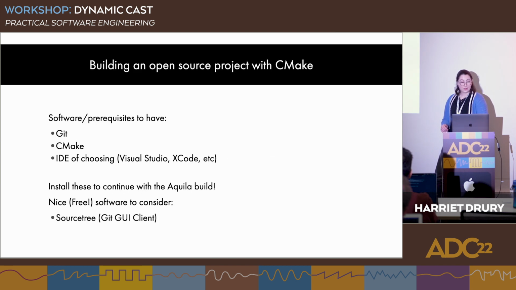We love open source. Okay, so this is where things are going to get fun, because we're going to build an open source project with CMake. I'm sure you've all had the email before, but we asked you to install Git, CMake, and an IDE of your choosing. And that's what we're going to be using today. I've recommended using a Git GUI client called SourceTree to interact with GitHub in a way that's not just the command line, but we don't need that today, really. It might be something you want to look at in the future.